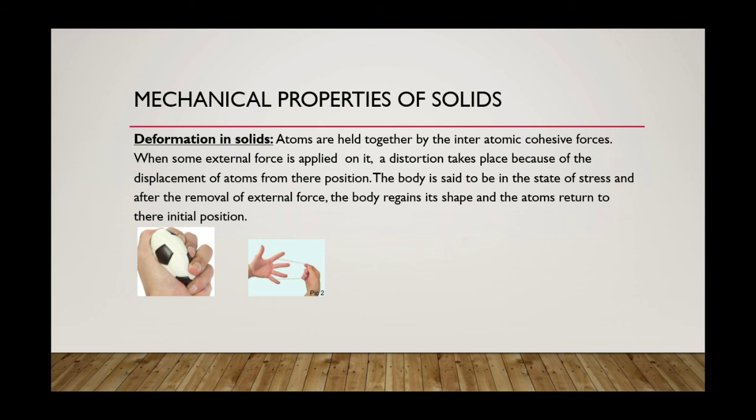Deformation in solids. Now, suppose you're squeezing a rubber ball in your hand or pulling a rubber string in your hand. When you're applying some force on the rubber ball, you're applying stress. The total area of the rubber ball would be decreased, or to say there would be displacement of atoms from their position. If the external force is removed, or to say you remove the force by your hand, the ball would regain its shape.